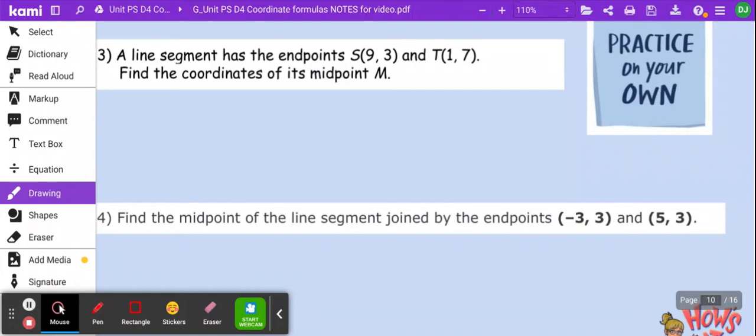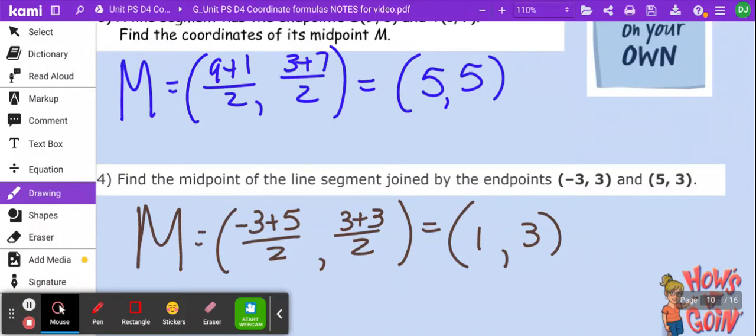Give it your best. Okay, here's the reveal. How did we do? Average the x's, average the y's. And again, don't get the computation wrong.